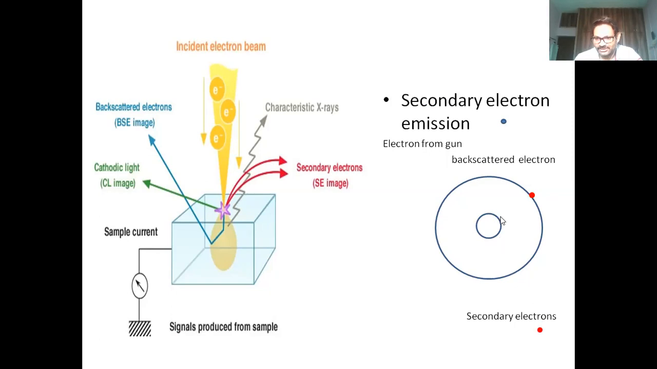So the electron from that K shell will emit here. This is called a secondary electron. The electron that we are getting from the electron gun is called a primary electron. Once it hits the sample and moves back, it is called a backscattered electron. The electron which is inside the K shell will come out from the atom, and we can call it a secondary electron. The electrons coming out from the atoms, we can call them secondary electrons.